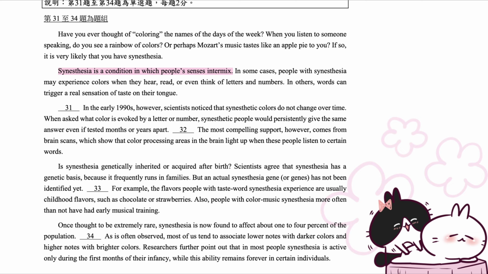Synesthesia is a condition in which people's senses intermix. In some cases, people with synesthesia may experience colors when they hear, read, or even think of letters and numbers. In others, words can trigger a real sensation of taste on their tongue.